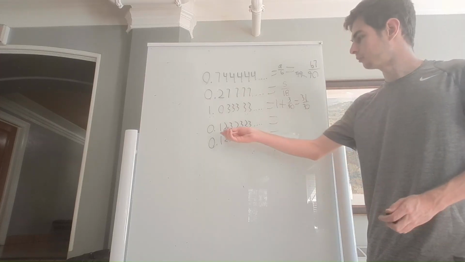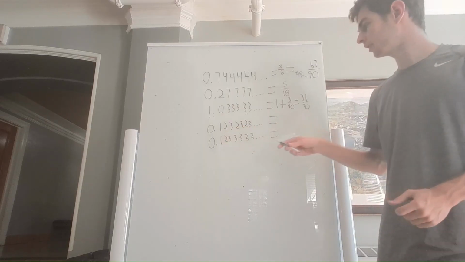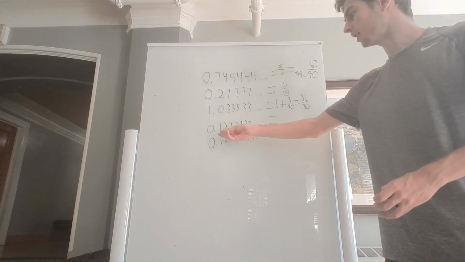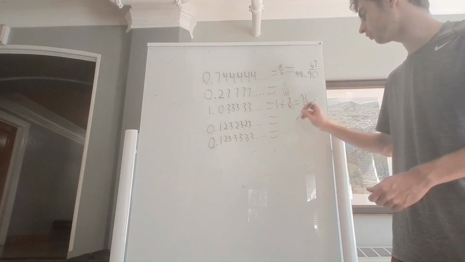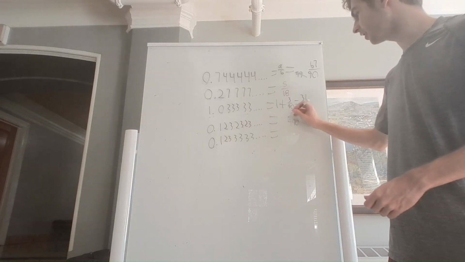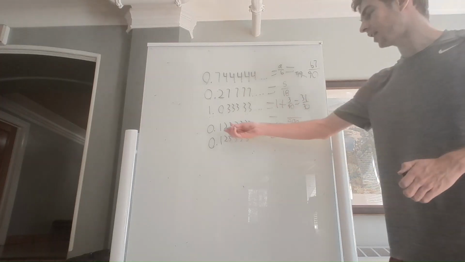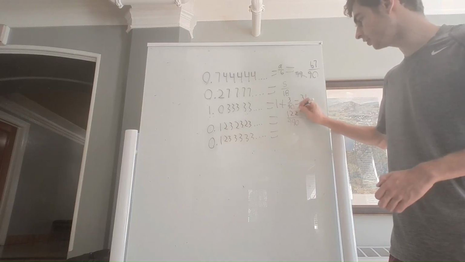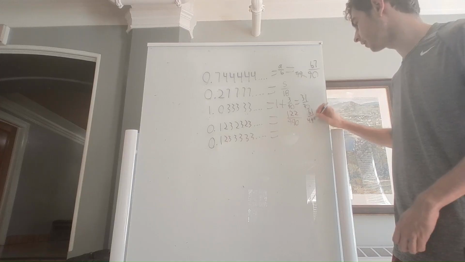Next one, you have a few more numbers, this time 3 digits. So in 3 digits, you would normally divide by 999. However, in this case, the 1 is not repeating, so you replace that last 9 with a 0. You divide by 990 instead of 999. And then you subtract the 1 from 123. You get 122, which will simplify to 61 over 495.